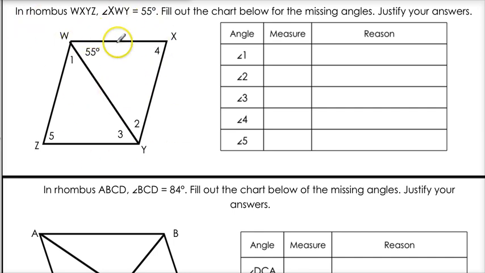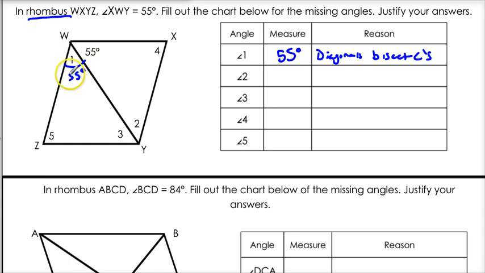You'll see. So in WXYZ, we know angle XWY is equal to 55, okay? And that's put in right here. So XWY is 55. Fill out the chart below for the missing angles. Justify your answers. Well, let's just go through it. So the first one I'm going to do is angle 1, and that is also 55 degrees. Why? Well, since I know this is a rhombus, I know angle 1 is 55 degrees because the diagonals bisect the angles. All right, so if this is 55, this must be 55. It cuts the angle in half into two congruent parts. These must be the same.